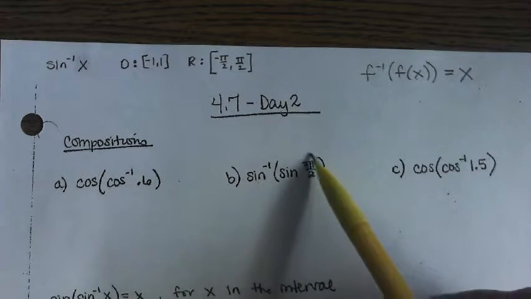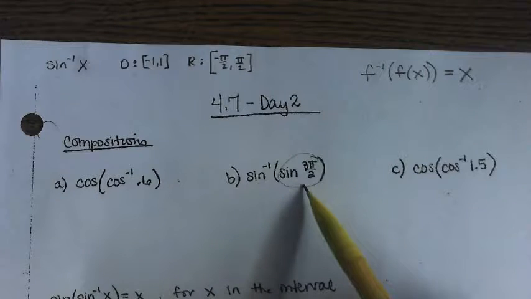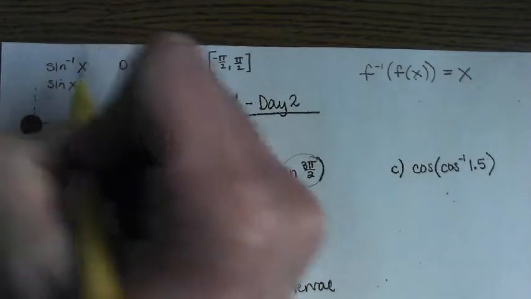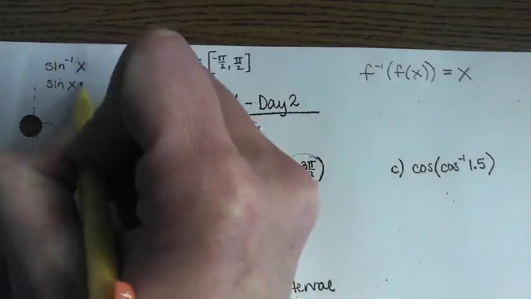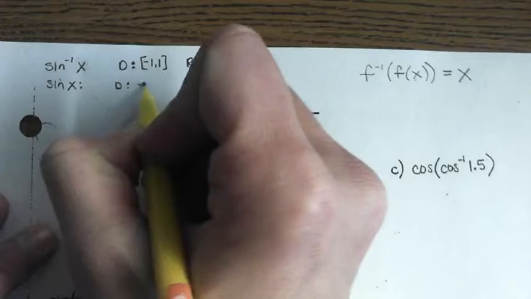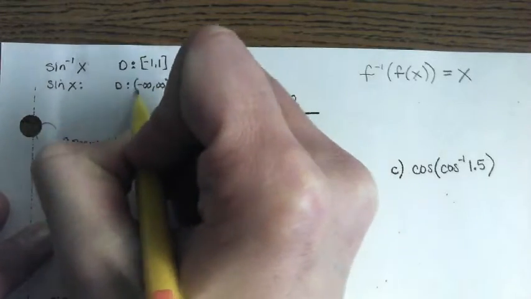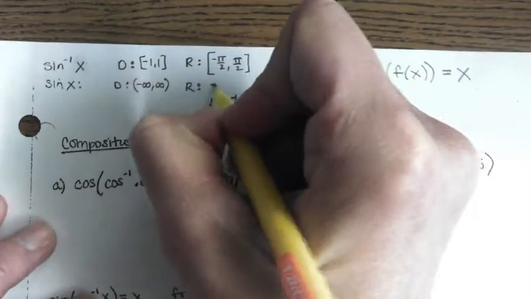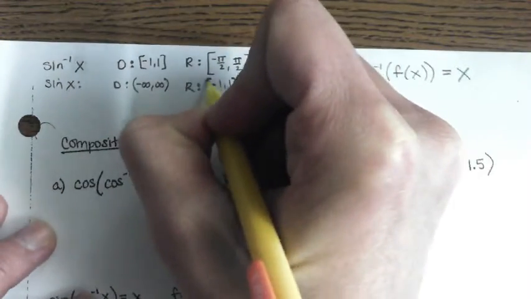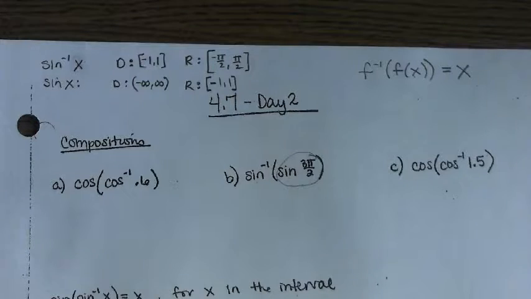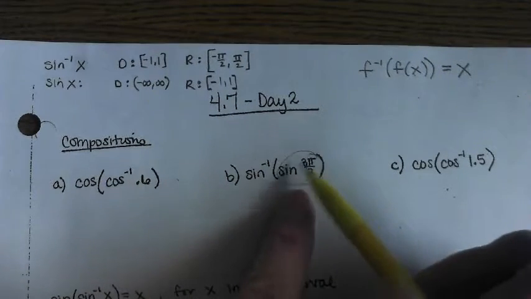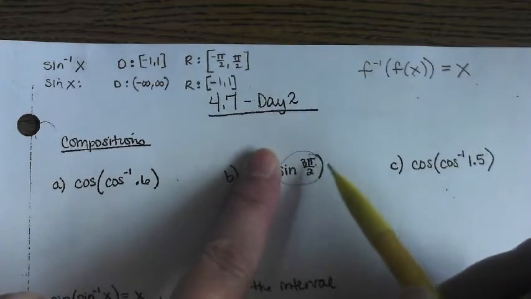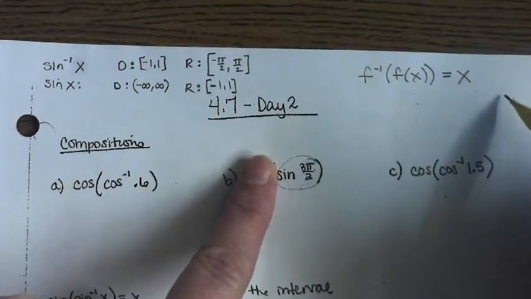The domain of sine is what? We'll go to the regular sine. What's the domain of just regular sine? All real numbers, so -infinity to infinity. The range of sine is -1 to 1. So on this particular one, the sine of 3pi/2 is a non-issue because it's all real numbers, so that's fine. What is the sine of 3pi/2?